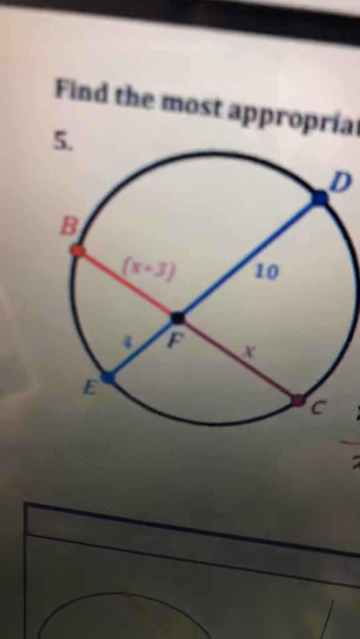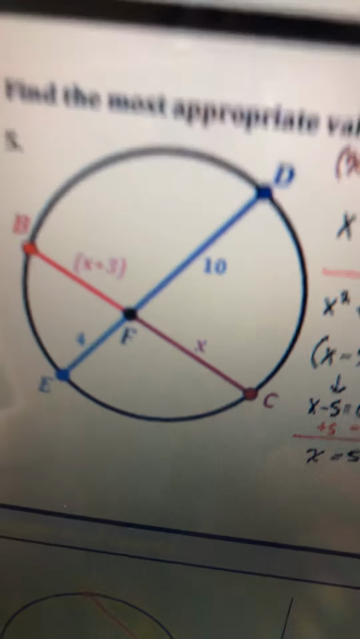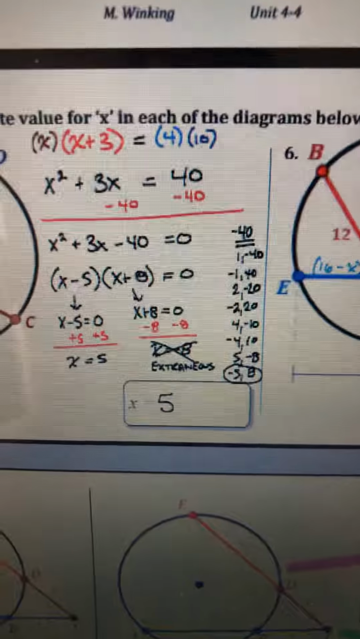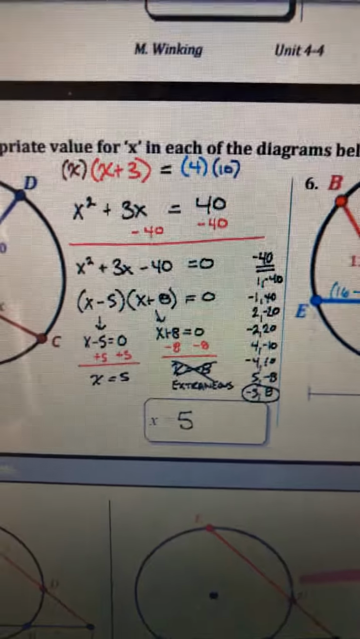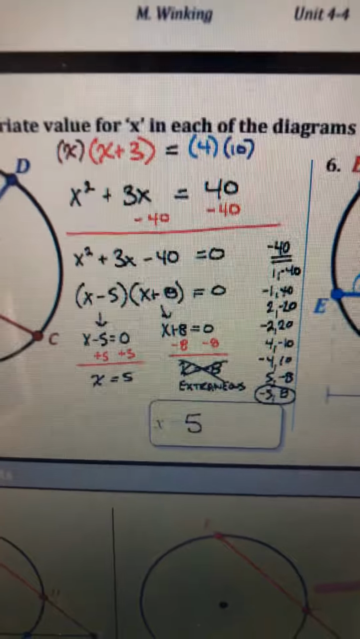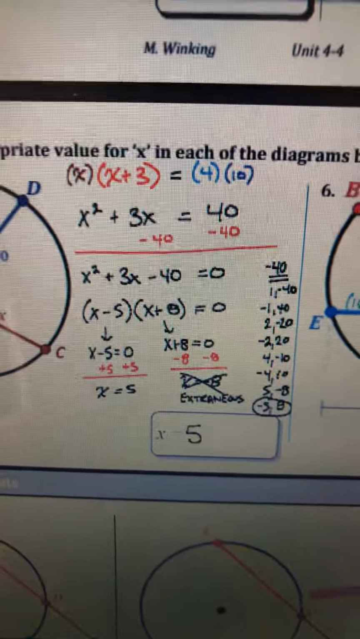Now, because we know that x cannot be negative, as this chord right here cannot be negative, that makes our negative 8 an extraneous solution, meaning we just can't use it. So now we're going to take that x equals 5 and use that, and that will be my answer.